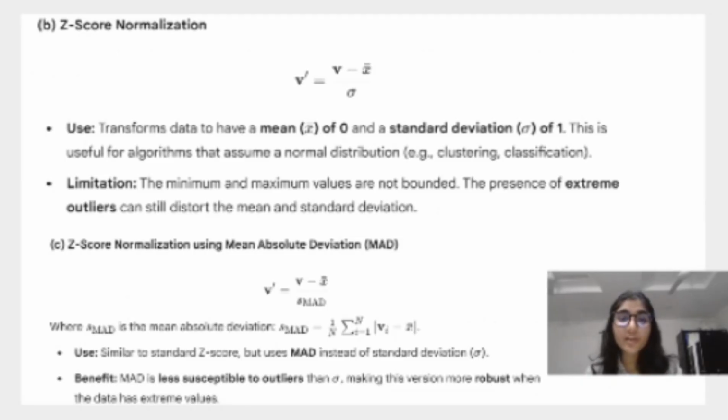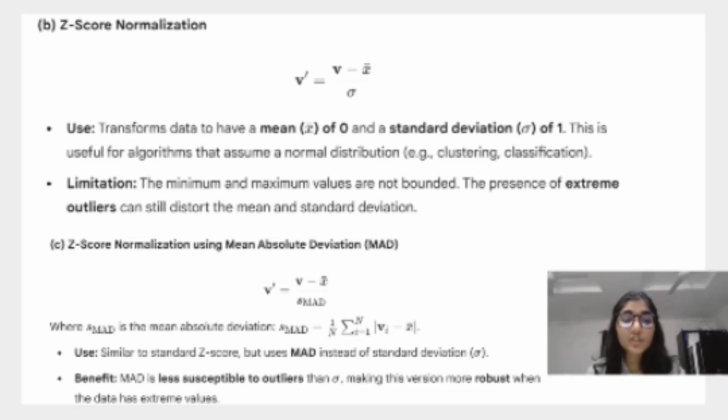Z-score normalization is calculated by V dash, that is V minus x bar upon sigma. It transforms data to have a mean, that is x bar, of 0, and a standard deviation, that is sigma, of 1. This is useful for algorithms that assume a normal distribution, for example clustering and classification. The limitations include that the minimum and maximum values are not bounded. The presence of extreme outliers can still distort the mean and standard deviation.